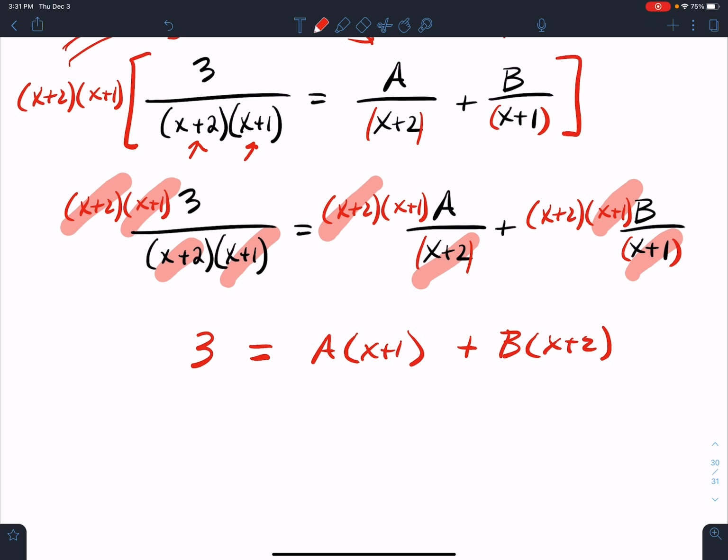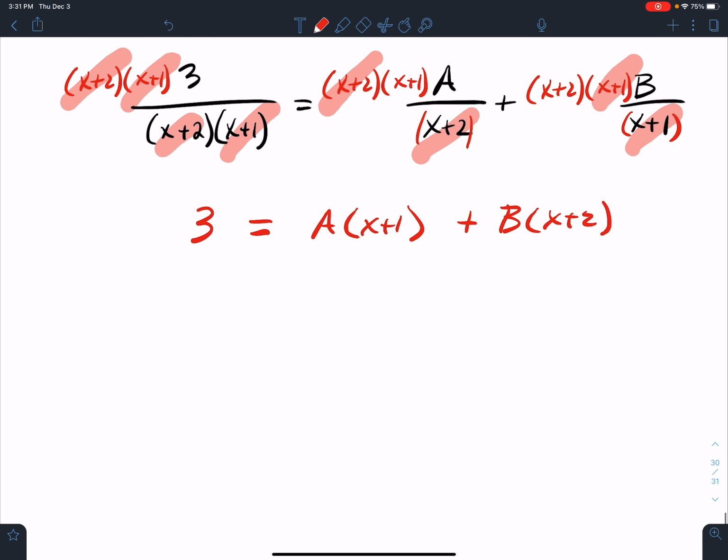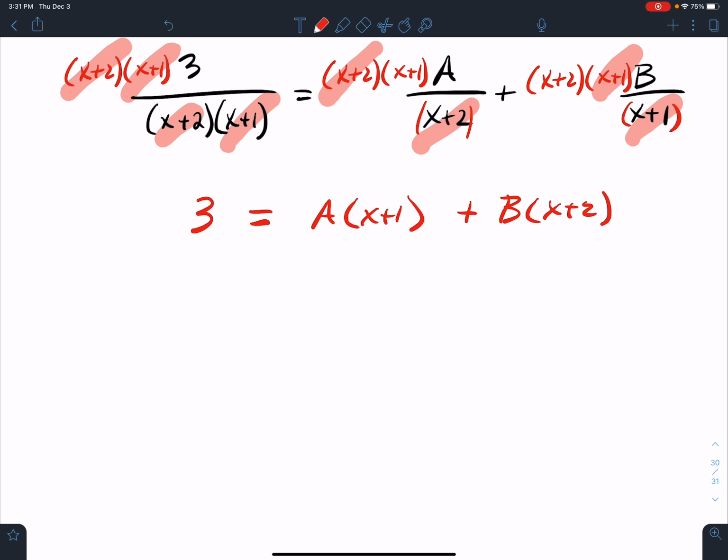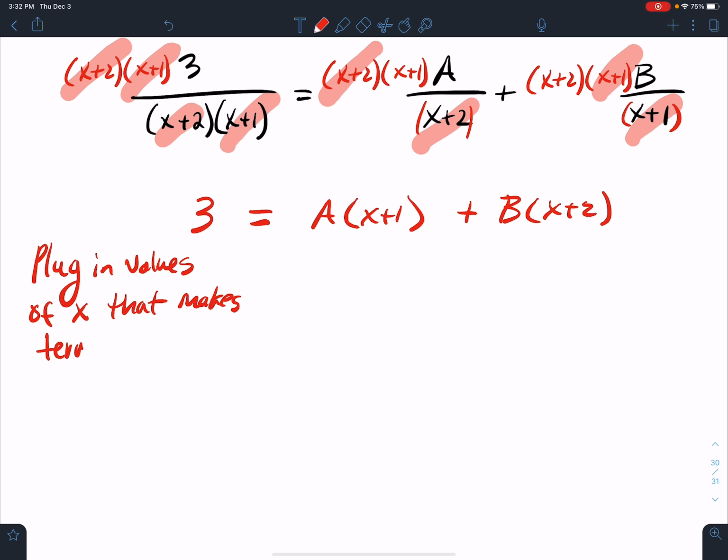Now, there's two ways to go about solving this problem from here. The way that I like to do is clever, but maybe not as obvious and straightforward. What I like to do is plug in values of x that make terms disappear. So what would make something disappear? If I get a 0, right? So what value of x would make this first thing go to 0?